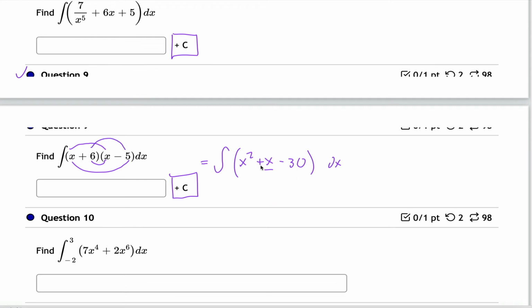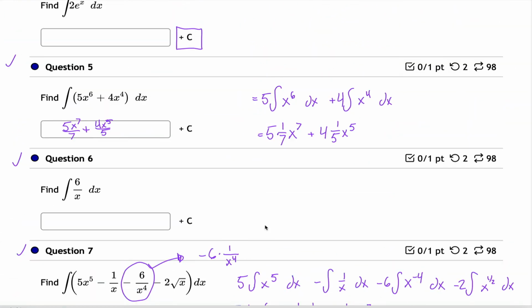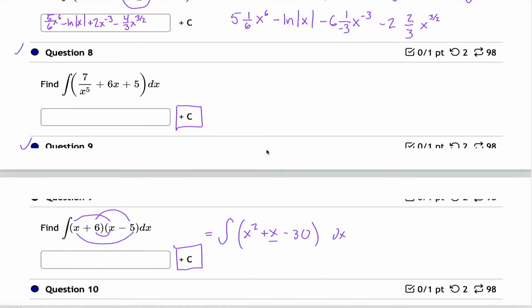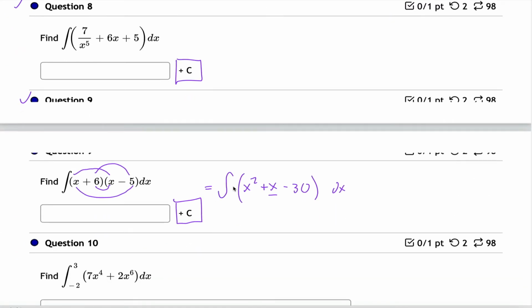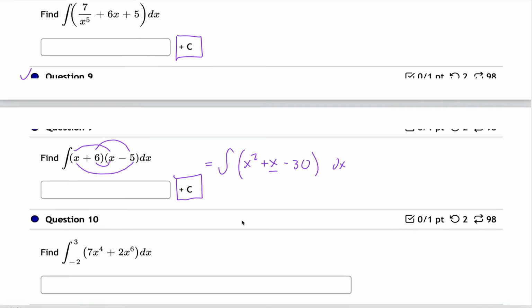The antiderivative of this is not at all hard to take. It's kind of like what we did way up here in question 5. But I'd argue that question 9 is a lot harder than question 5 because a lot of students wouldn't see that, oh, I should use FOIL to switch this form so that it fits my different rules. So that's just something to be careful of. Question 9 is kind of a trick question.